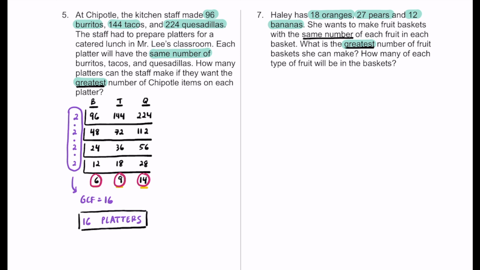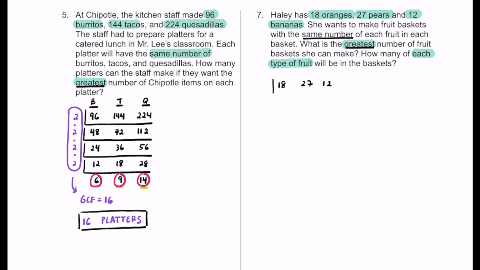The second question is how many of each type of fruit will be in the baskets. Okay, so let's see here. We have 3 different numbers again, so this is not too bad. It's just like number 5 in terms of having 3 numbers. So we have 18, 27, and 12.